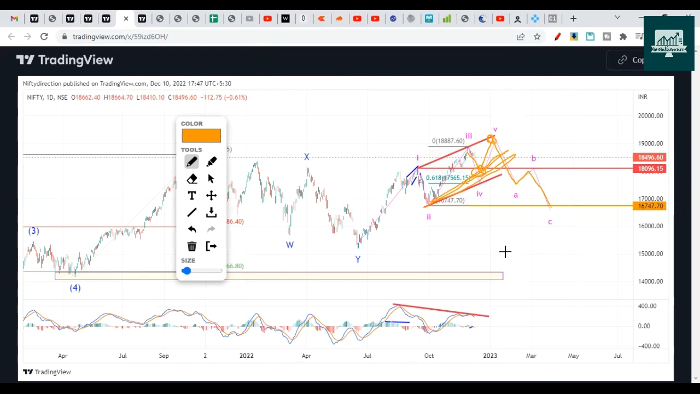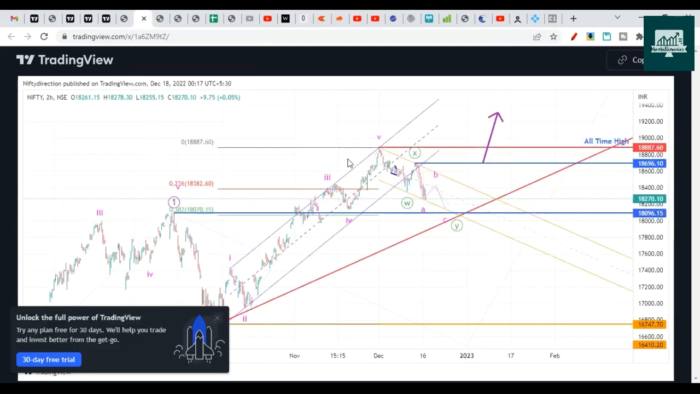So this case is a boring case, you could say, and this ABC correction will consume a lot of time. Probably by June end, if this has to happen, then it may span another 6 months going down. And I don't know where it'll go. It can go even beyond 16,500 after making one more top. So we don't know that. I'll give this a 20% probability because of the move that I see at the start of this trend. So next chart is a similar thing.